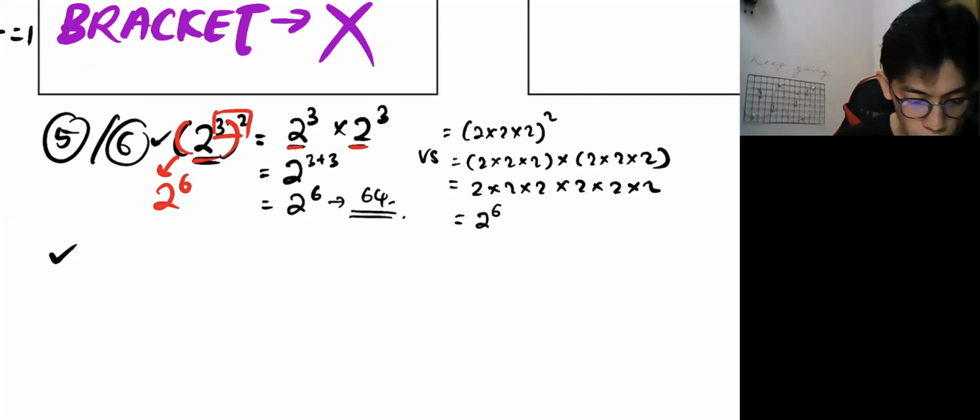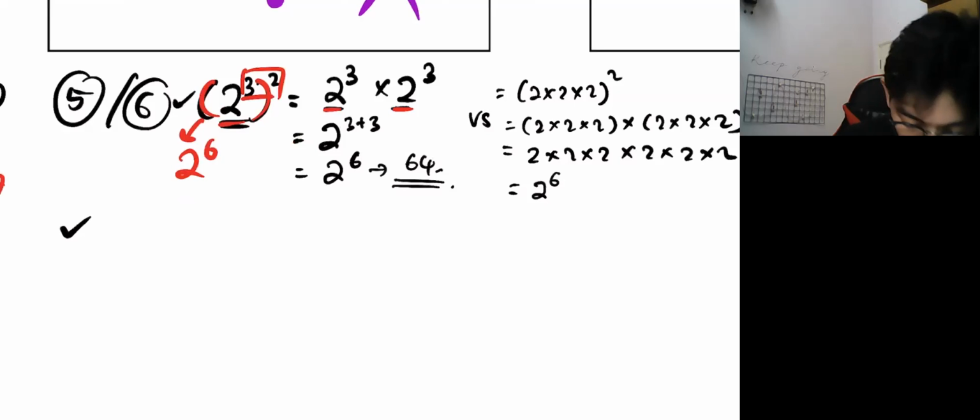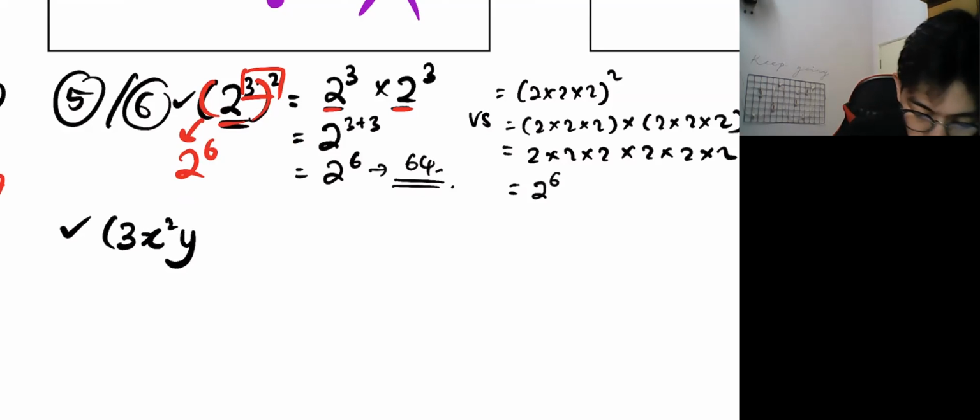Okay, so next example now. So I put a tick on my next example. So now, 3x squared y cubed, y cubed, bracket, cube.